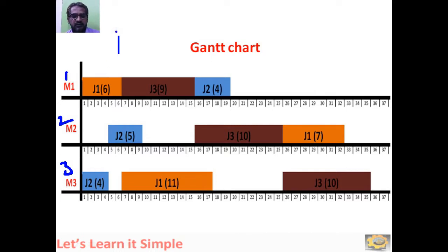Now in drawing the Gantt chart, we followed SPT as the rule, that is, shortest processing time. There are other rules too. It may be LPT, longest processing time, or STPT, shortest total processing time. So in that way we have different rules. But to draw the Gantt chart for the given problem which we discussed in the last video, we followed SPT, shortest processing time, as the rule.